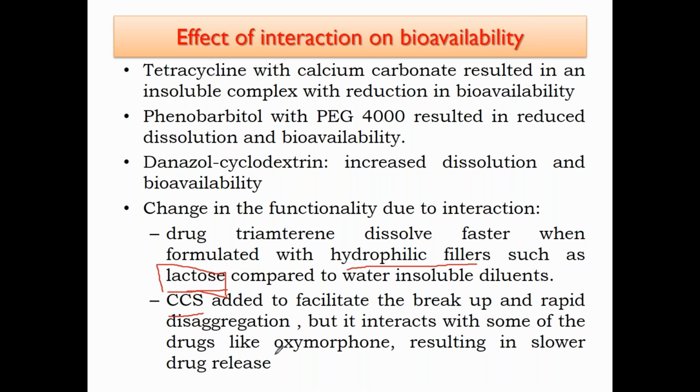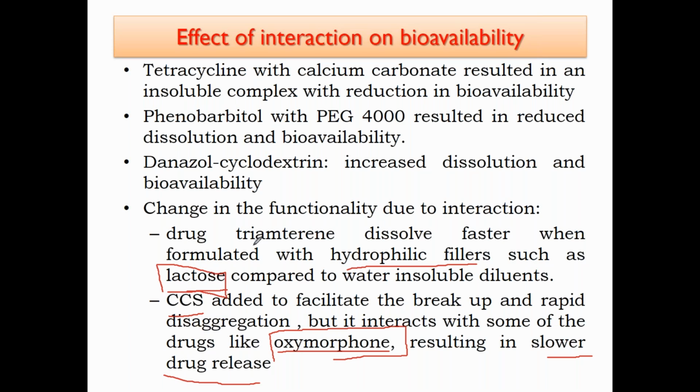Oxymorphone is one of the drugs which resulted in slower drug release. It's a drawback for this drug. They were planning to come out with a fast disintegrating tablet of oxymorphone, but they observed that instead of the advantage of adding CCS as a super disintegrating agent, because of the interaction, the drug release was hampered. So it's a negative effect. These examples will help you understand how this interaction can affect the bioavailability. It's an indirect way of telling it is affecting bioavailability.